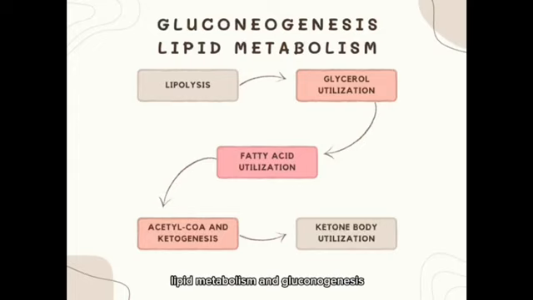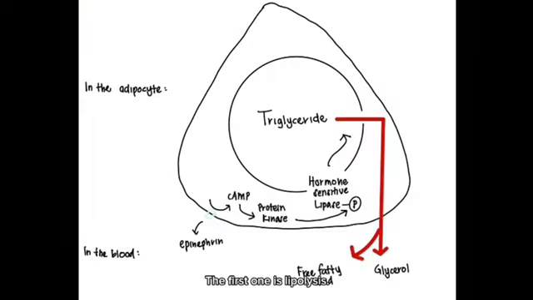Lipid metabolism and gluconeogenesis during starvation are intimately related because the breakdown of lipids releases substrates for glucose synthesis. Triglycerides, which are lipids stored in adipose tissue, are a vital source of energy when fasting. It has 5 steps, which are lipolysis, glycerol utilization, fatty acid utilization, acetyl-CoA and ketogenesis, and ketone body utilization. So, the first one is lipolysis.